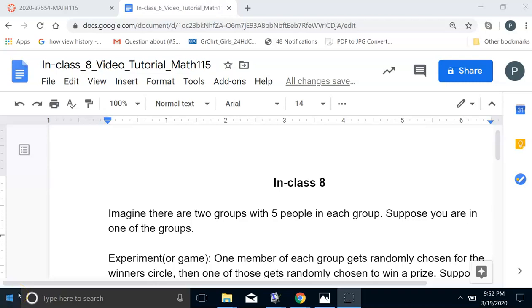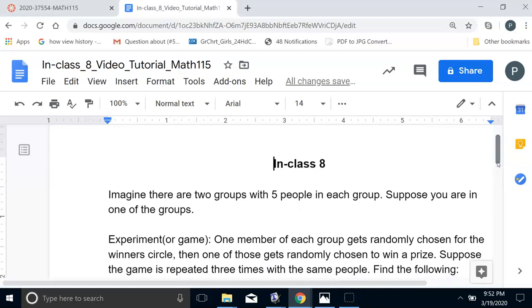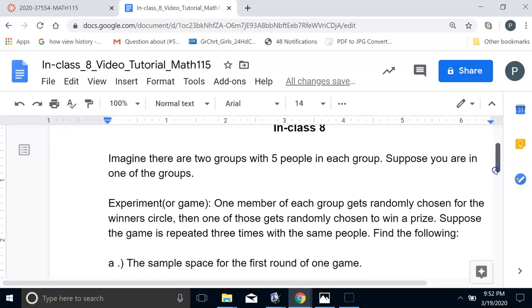Okay, so let's do class 8. In class 8, we have two groups of 5 people, and suppose you're in one of the groups. The experiment or the game is one member of each group gets chosen for what we're calling the winner circle, and then from those 2 people chosen, one of the people is then chosen to win a prize. And suppose that the game is repeated 3 times with the same people, so find the following.